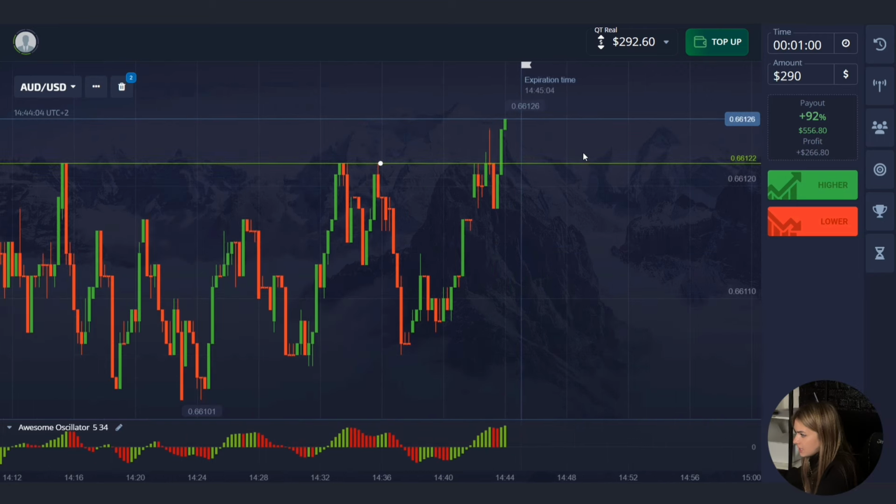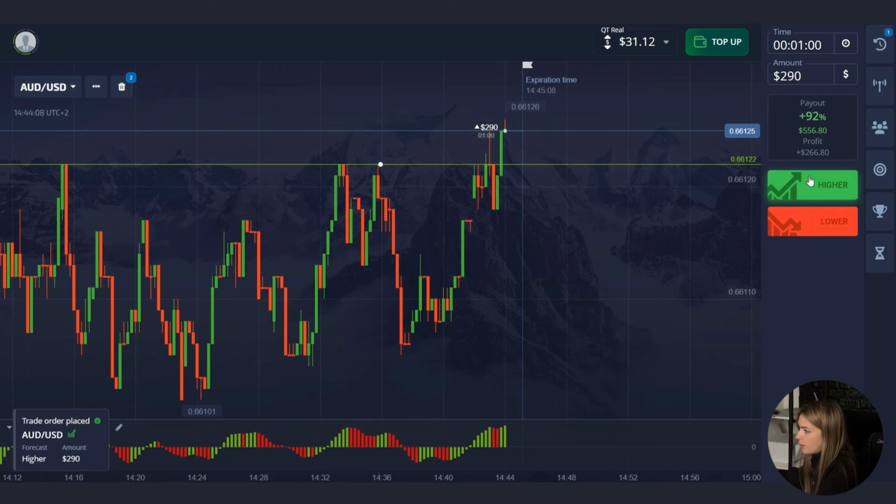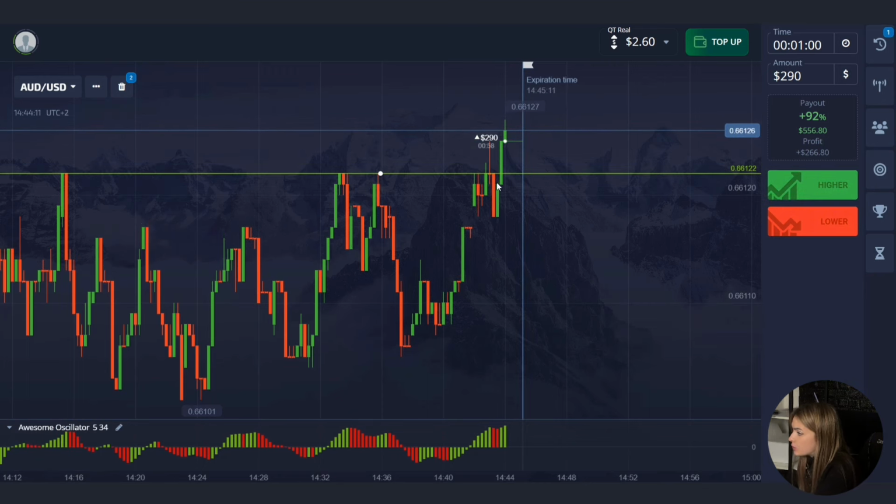So here we have a resistance level. I suggest that we immediately open a deal here for 1 minute up. Just at the moment we see that the price is already starting to go beyond the level, the resistance level is breaking through. At the same time we also see that the indicator confirms our entry point.